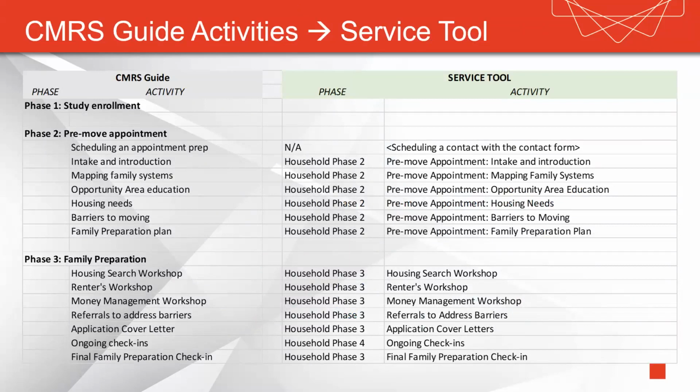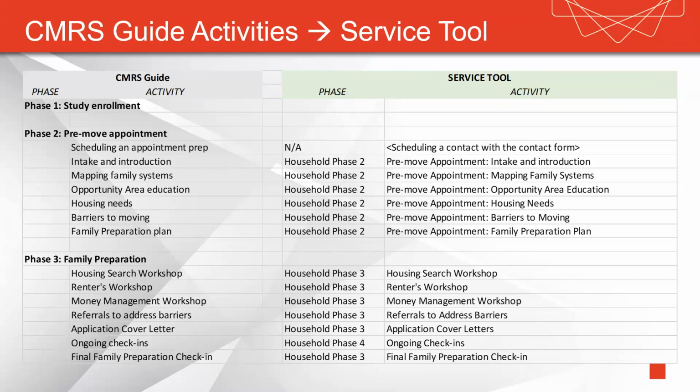And so this table is starting from the activities of the CMRS guide, and then it shows you how you do it in the service tool. And you can see that for phase 2 and phase 3, most of these are activities, conversations that you'll be having with families. And then in the service tool, it's also called an activity, and there's an activity form with the details about that activity. So that can be a vehicle for you to provide the services.